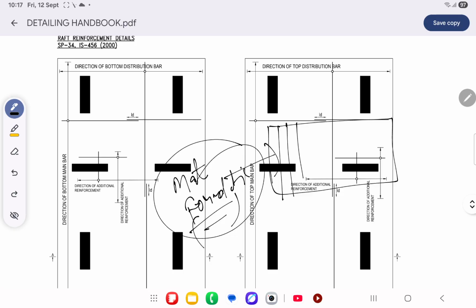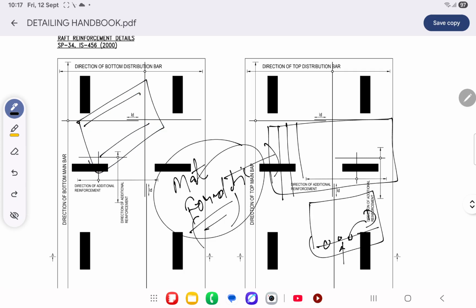So what is the difference between raft foundation and isolated footing? I already discussed isolated footing in my previous lecture. In isolated footing, we generally provide the steel reinforcement in one layer only, with the main bar and the distribution bar. But in raft foundation, we generally provide the reinforcement in two layers, like combined footing: top layer and bottom layer. In the top layer we provide x and y axis steel, and in the bottom also x and y.